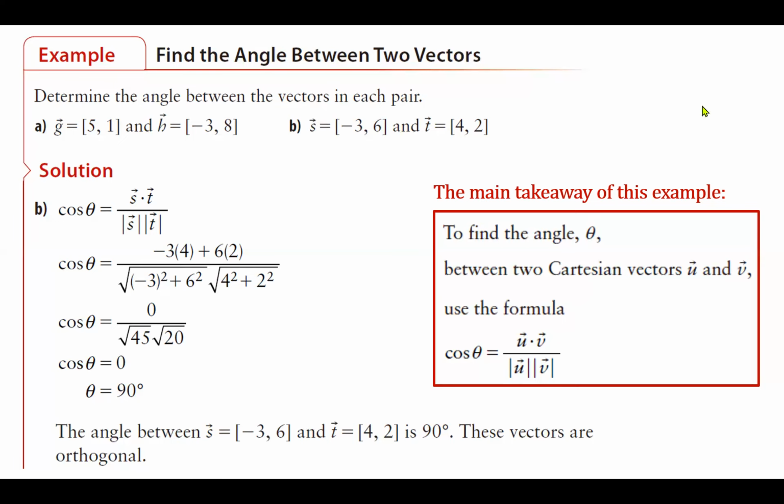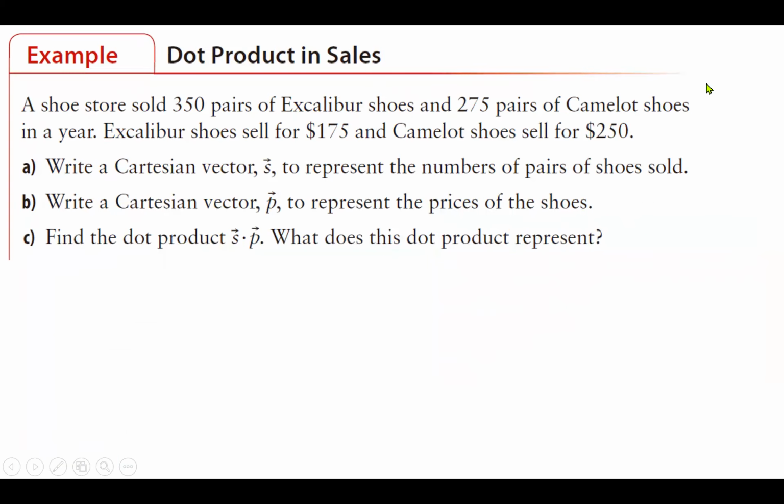All right, if no questions, let's consider one last example. We can also use the dot product in sales problems. For example, a shoe store sold 350 pairs of Excalibur shoes and 275 pairs of Camelot shoes in a year. Excalibur shoes sell for $175 and Camelot shoes sell for $250.